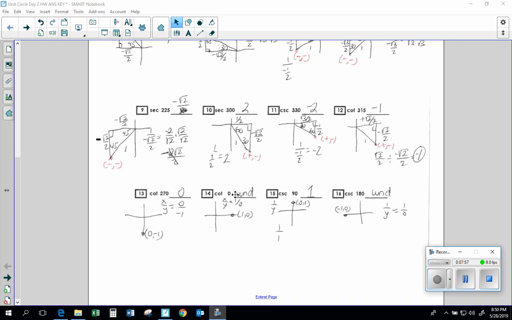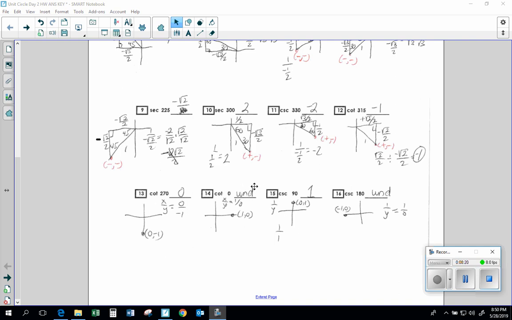Let's take one that ends up being undefined, because a lot of students end up messing up on undefined problems. Okay, so cotangent of 0 degrees. Well, at 0 degrees, the point is 1, 0. Cotangent is x over y. So the x coordinate is 1, the y coordinate is 0. You can never divide by 0. So the answer is always undefined.